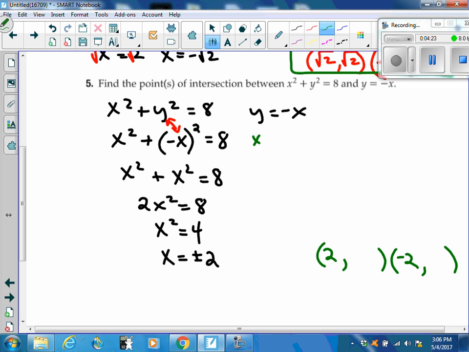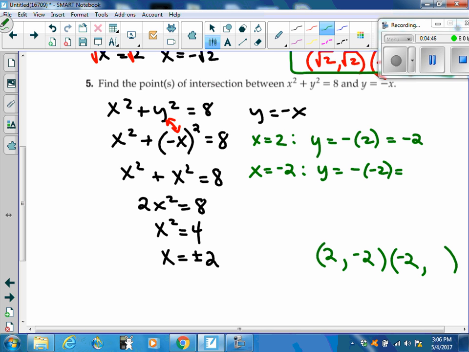So let's look at the case of when x is equal to 2. When x is 2, it says y is negative of x, or the opposite of x. So that's going to be negative of 2, which is just negative 2. So that gives me an ordered pair of 2, negative 2. When x is equal to negative 2, y is the opposite of negative 2, which is positive 2. So that's going to give me an ordered pair of negative 2, 2.